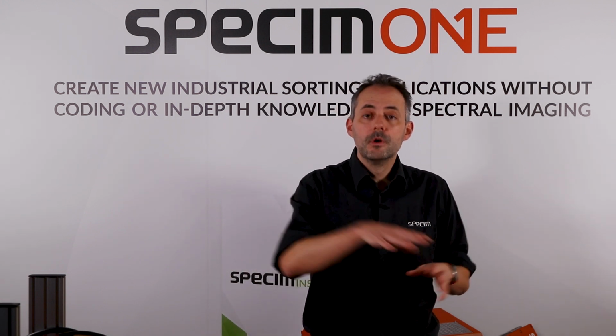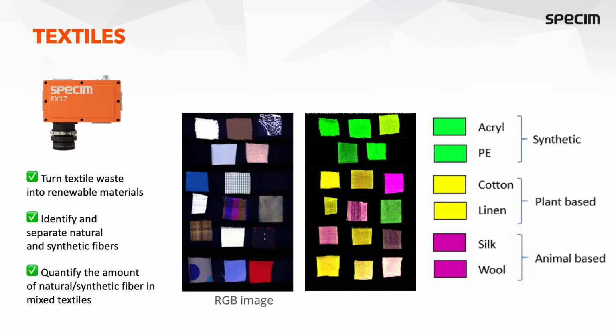Polyester is a kind of plastic, so it means that it could be recycled as well, and so could wool, and so on. Here you could see a model which was made, again, to sort different types of fabrics, regardless of the coloration: for example, the synthetic ones from the plant-based fiber ones, from the animal-based fiber ones. And again, here the application was successful with the FX17. So you could turn textile waste into renewable material. You can sort the different types of material from each other to use them either to make new fabrics, make new clothes, or to do something else.